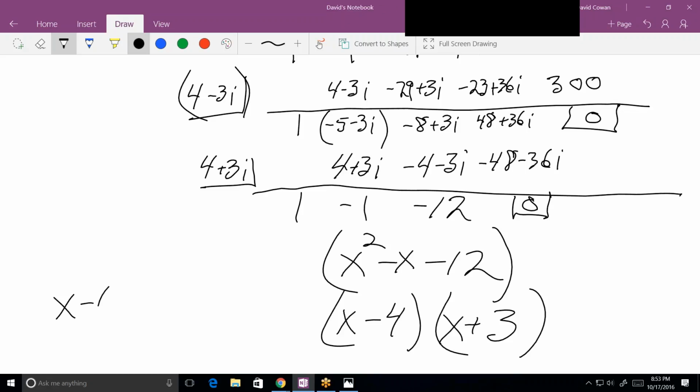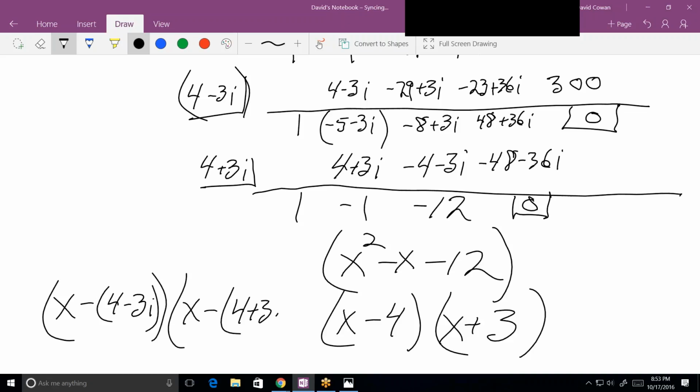x minus 4 minus 3i and x minus 4 plus 3i. Those are the two zeros that they essentially gave you. And then these are the factors of the quadratic. So there's a 0, there's a 0, 4 is a 0, and minus 3 is a 0. Okay, cool. That's the way you do it.